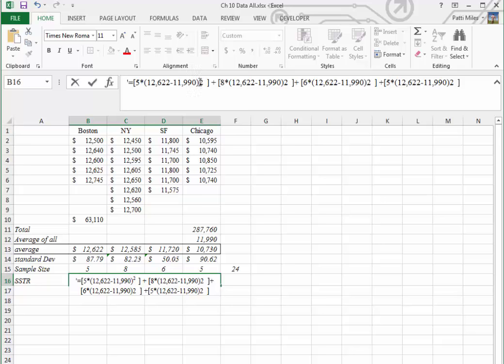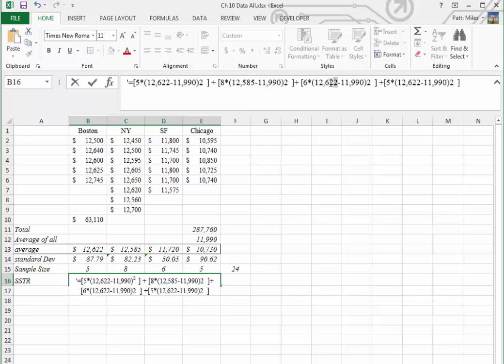So I explained this first one. Please keep in mind that this is actually squared, even though it really doesn't look squared because of the way I can't get the superscript to work. All right, but the second one is going to be 8, and it won't be 12,662. Instead, it will be 12,585. So I need to change this, 585. And then this one here is 6.